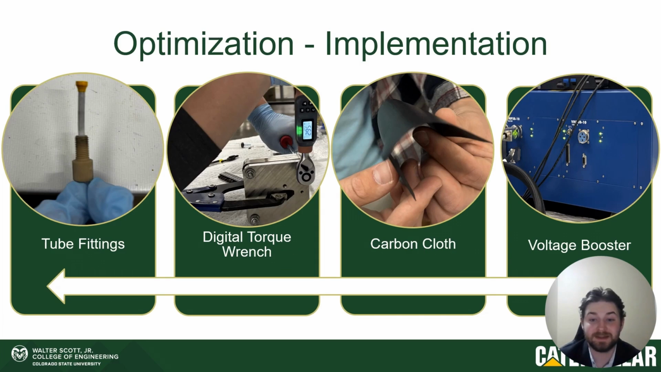In order to remedy a lot of these issues, the team made some acquisitions to further optimize the process, one of which was pressure fittings for the tubes. Another was a digital torque wrench that helped to more accurately determine how much pressure the system was applying. The team also switched from a carbon paper to a carbon cloth, which is more flexible and pliable and less likely to break. The final addition that the team made was getting a voltage booster that was able to supply more power to the system over time.